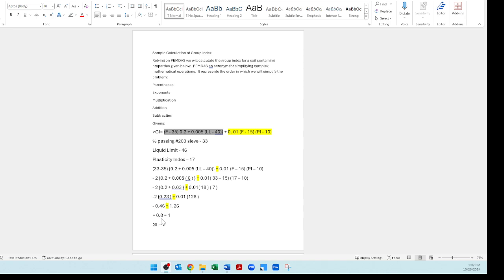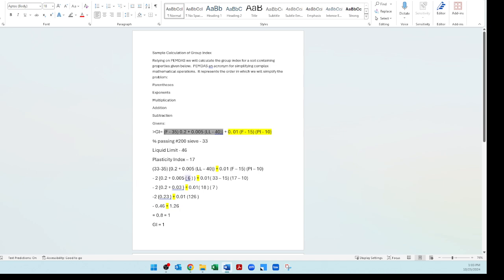Well, it's 8/10. In group indexes, when you get a fraction or decimal, you round it up to the next whole number, which is a group index of 1. Now, this will be on video. Go back and look at it. Write it out yourself.